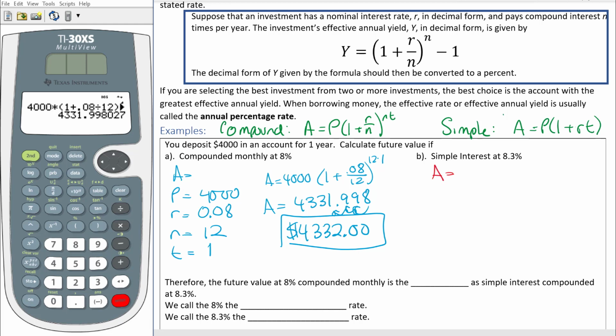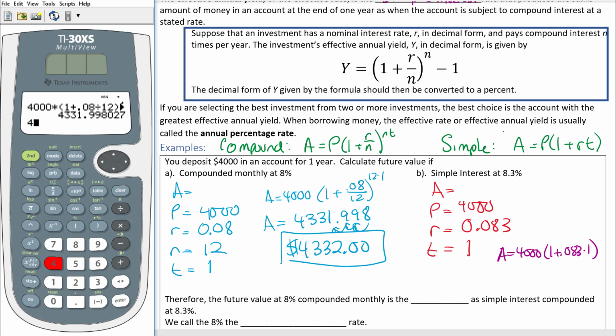Now let's do simple interest at 8.3%. So we have A equals P times (1 plus rt). We don't have an n because it's simple interest and we only calculate the interest once. So we have still 1 year. The rate is actually this time 8.3% and we still have $4,000. So we have A equals 4,000 times (1 plus 0.083 times 1).